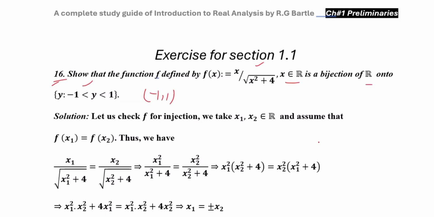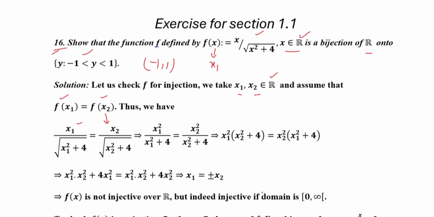Next, let us check f for injection. We take any 2 points x1 and x2 from the domain of the function, which is the set of real numbers R, and assume that f of x1 is equal to f of x2. What is f of x1 here? By just putting x is equal to x1 on both sides, we have x1 over square root of x1 square plus 4. Similarly, f of x2 is equal to x2 over square root of x2 square plus 4. By squaring on both sides, we have this expression, and by cross multiplication, we have this equation.